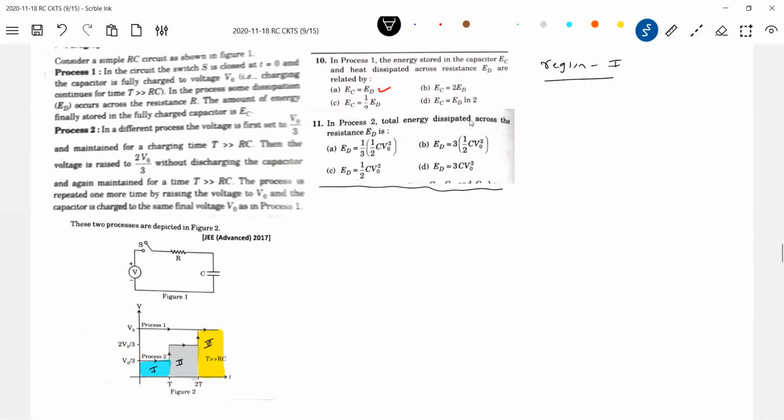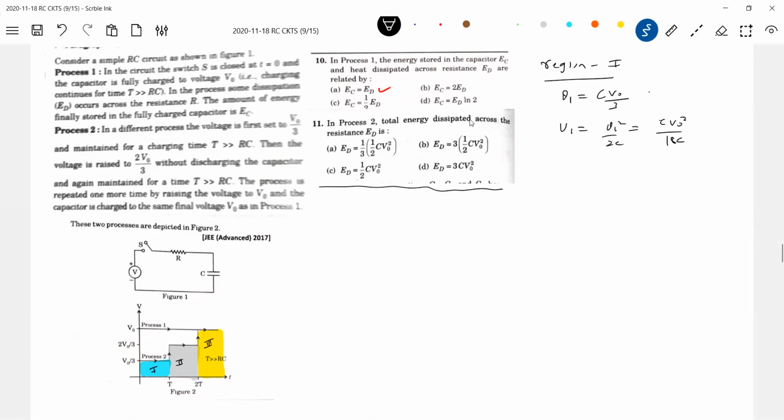In region 1, what is the charge on the capacitor? So Q1, I'll write it. It should be CV naught by 3. Then what is the energy stored in the capacitor? U1, I'll write it: Q1 squared by 2C. This will be CV naught squared by 18.